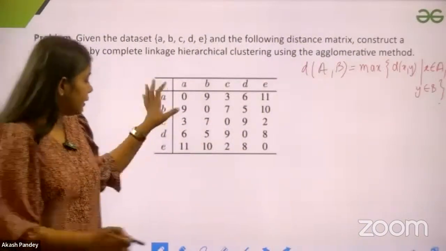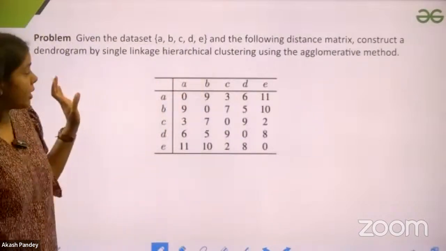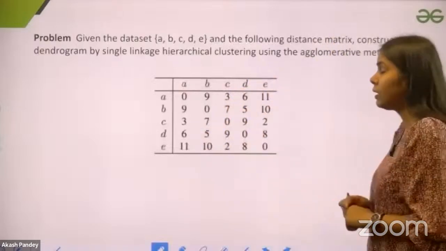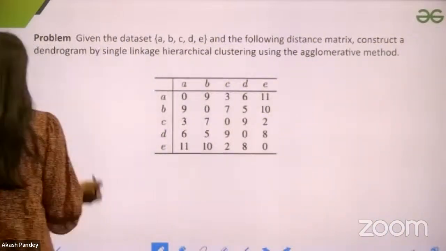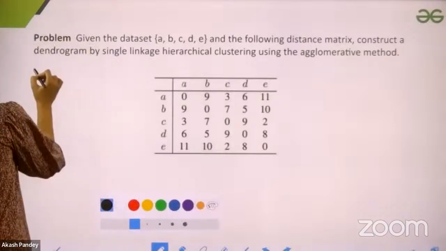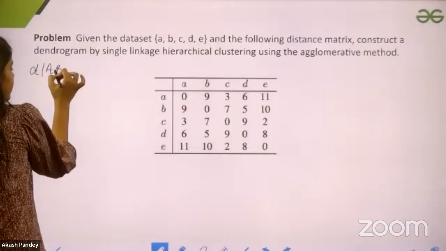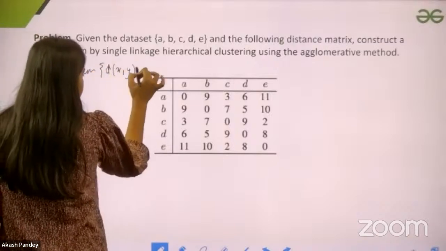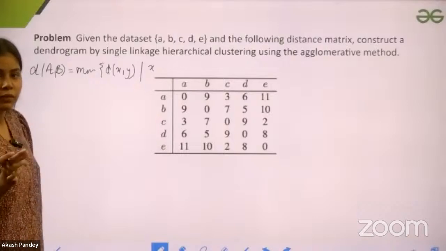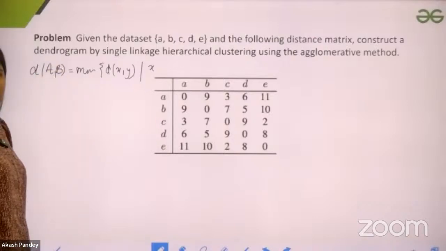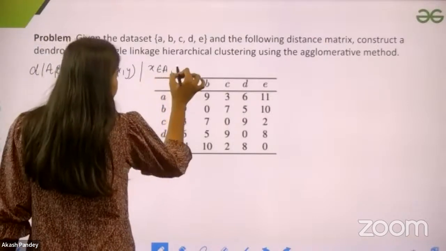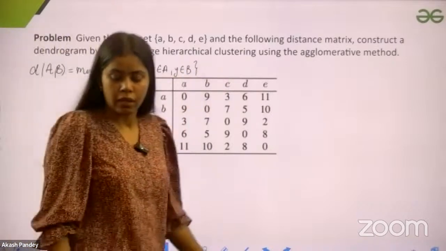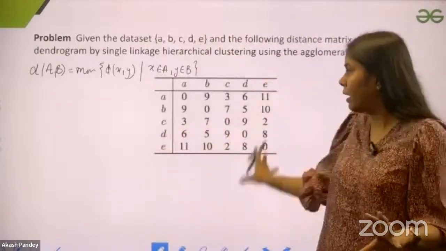Now, if I solve the same question using single linkage hierarchical clustering, what is the distance here? For single linkage, you find the distance between two clusters by taking the minimum of d(x, y), where d(x, y) is the distance between points x and y, and A and B are the clusters, where x belongs to A and y belongs to B. This is the distance formula in single linkage hierarchical clustering. Now you have to form clusters for a dendrogram.